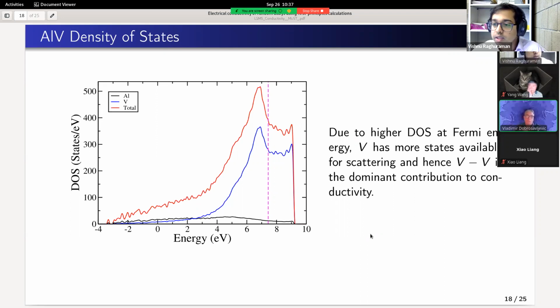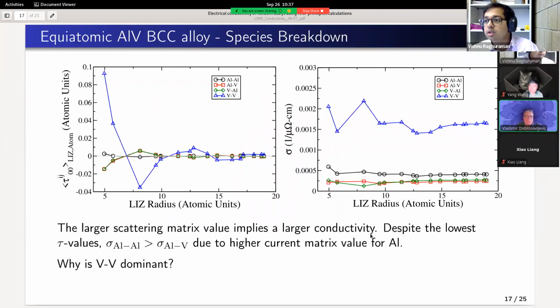So hence its contribution, there are more states available for scattering. So the contribution to conductivity is higher. That we thought was useful, because it means that this method is not just giving you resistivity, it can also give you a species-wise breakdown, which could be useful. So that's another added perk of pursuing this method of calculating resistivity.